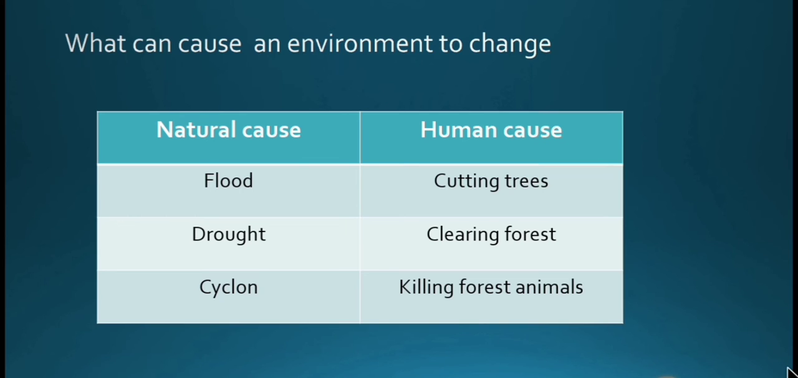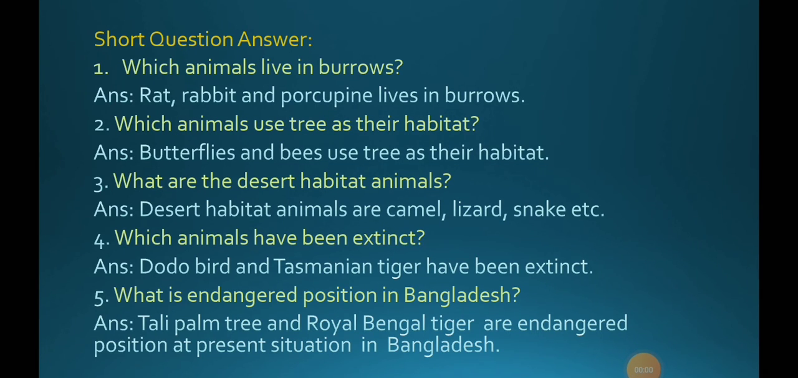Now, short question answers. Which animals live in burrows? Answer. Rat, rabbit, porcupine, etc. live in burrows. Number 2 question. Which animals use tree as their habitat? Answer. Butterflies and bees use tree as their habitat. Number 3 question. What are the desert habitat animals? Answer. Desert habitat animals are camel, lizard, snake, etc.